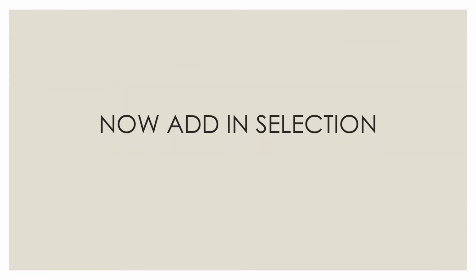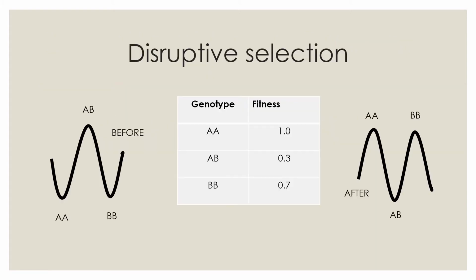Now we're going to add selection into the mix. We're going to talk about disruptive selection, and you can see that each genotype has a fitness. And this fitness level correlates with how well it is able to survive. AA has 1, which means that it can survive, it doesn't have any obstacles in reproducing, and AB and BB have obstacles, and the lower it gets, the lower chance of survivability.